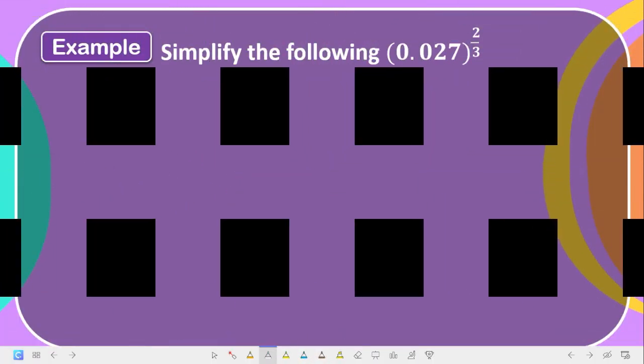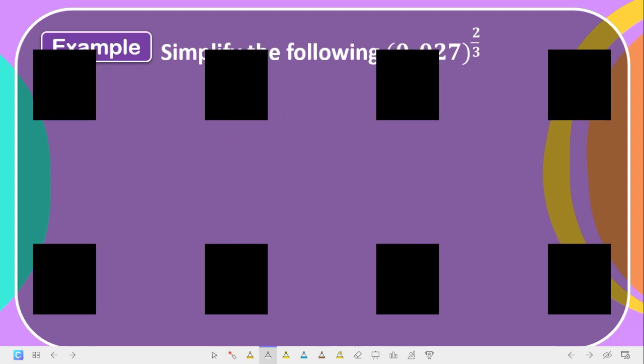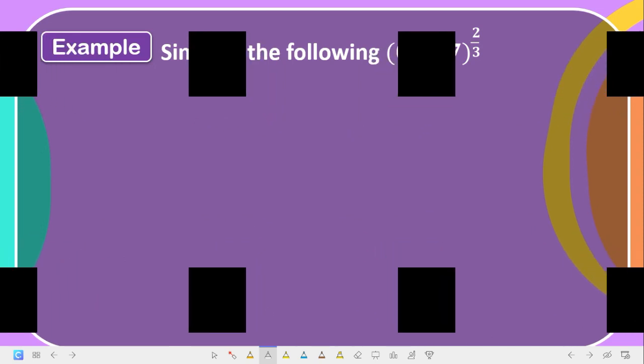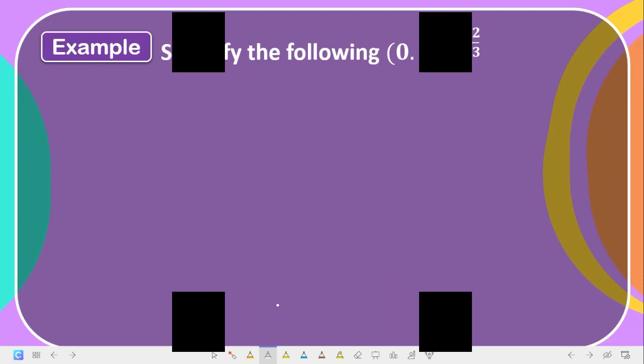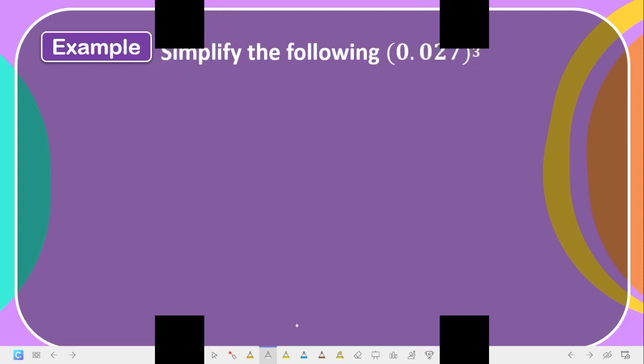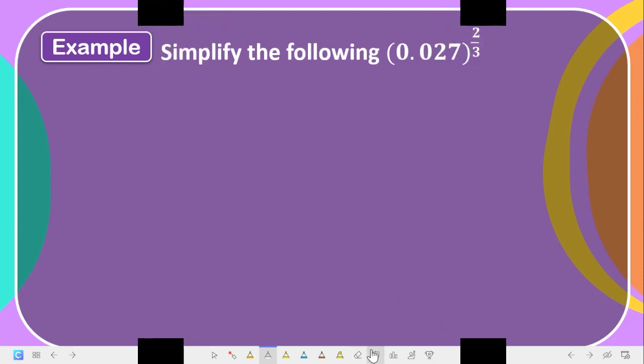And hello guys, in this lecture we are going to be looking at indices, the laws of indices, and we are going to be using them to solve questions.